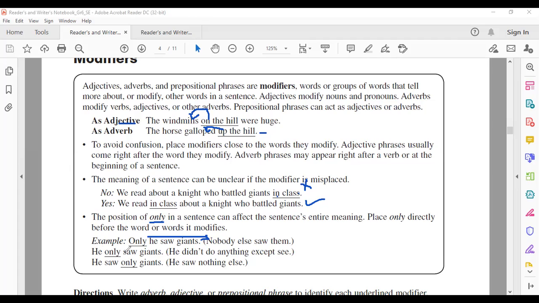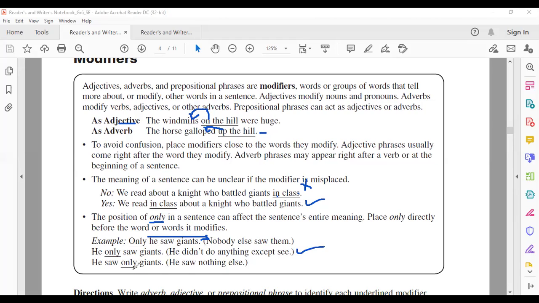But again, if you use the same sentence and you put only in a different place, it will give you a different meaning. He only saw giants, which means that here, when I put it after the word he, he didn't do anything except see. Seeing what? Seeing the giants. He only saw giants. He didn't work, he didn't eat, he didn't sleep. He just saw the giants. So here it gives you the meaning of except.